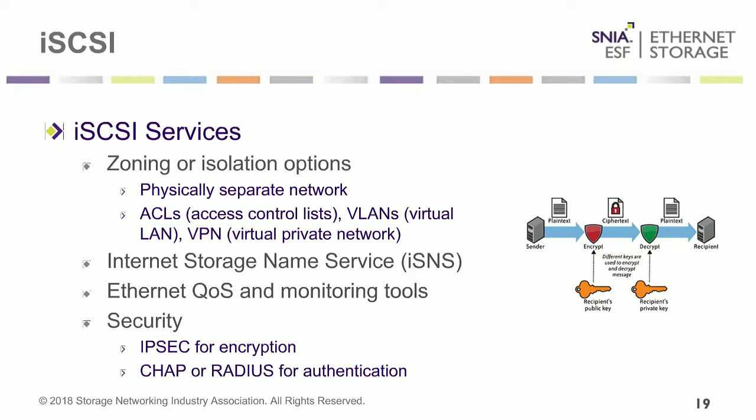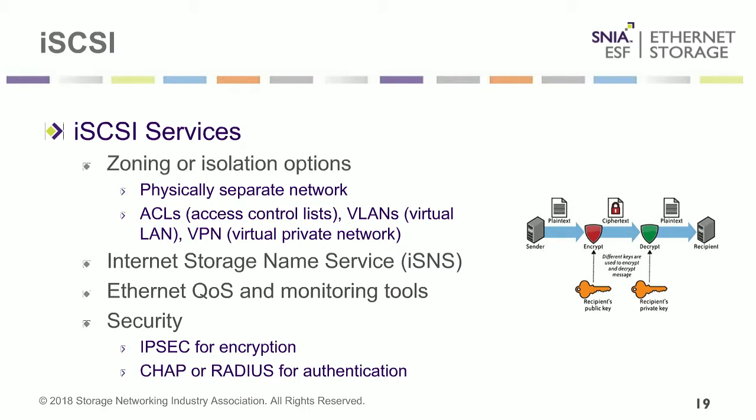In terms of services, iSCSI does have some zoning or isolation options. It works a little bit differently than Fibre Channel. So you could build a physically separate network. You can use access control lists, or ACLs, to do something that's basically like LUN zoning. You can use virtual LANs, often used from a security standpoint to separate different servers or different workloads or different storage arrays. And you can also use a VPN, or virtual private network, to isolate traffic between either different hosts or different storage targets. There is an iSCSI storage name service, iSNS. My impression is it's not used as often. It's not so popular today.